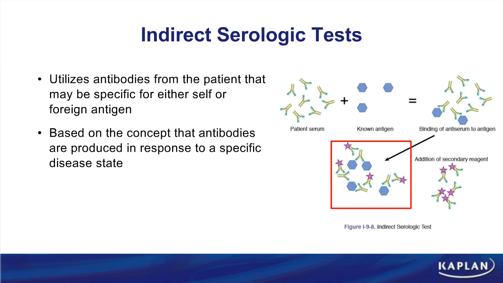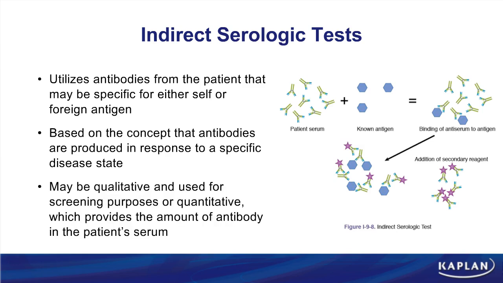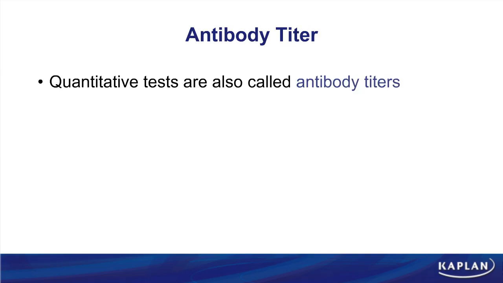and that secondary antibody is typically labeled with a fluorescence tag, a radioactive tag, or in the case of ELISAs, an enzyme-linked tag. Just like we saw with the direct testing, an indirect test can also be qualitative, meaning you get a positive or a negative response. But one of the advantages of indirect testing is that you can also get some quantitative information and determine exactly how much antibody against the antigen is present in the patient's serum.